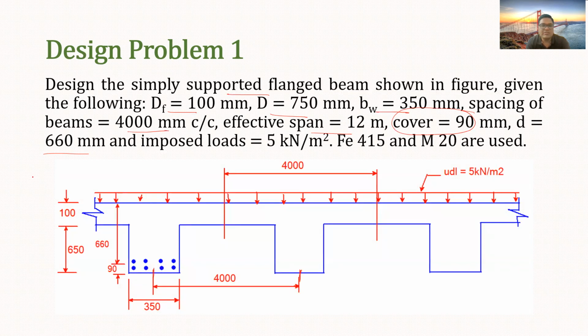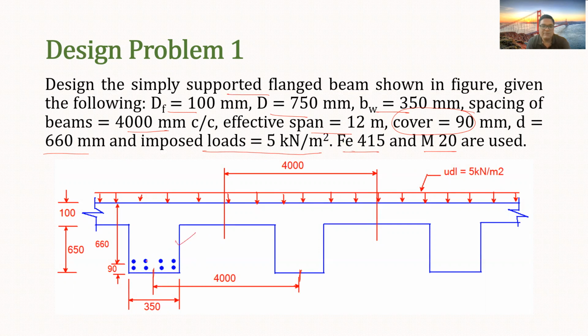provided here, which is 660 mm, and the imposed load or the live load is also given, which is 5 kilonewton per meter square, and the material grade is also given, which is Fe415 for steel and M24 the grade of concrete.